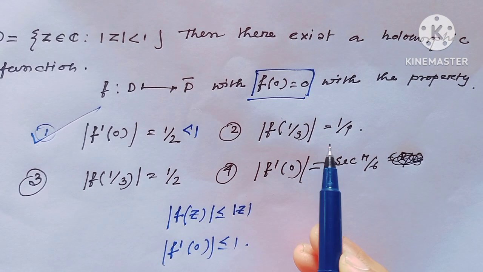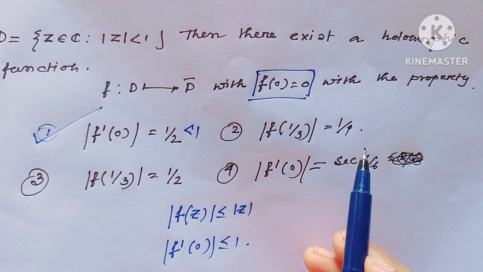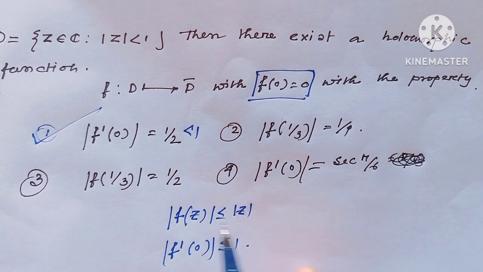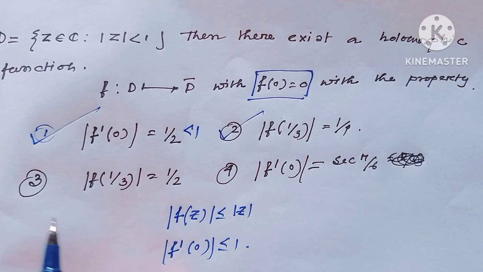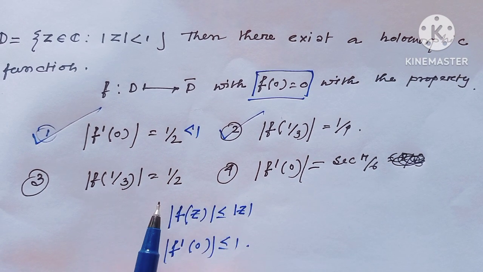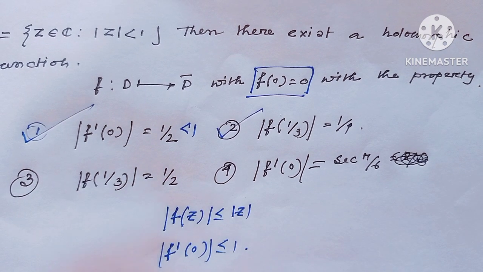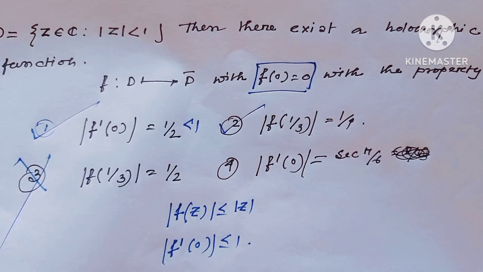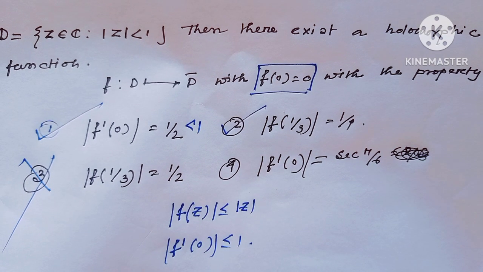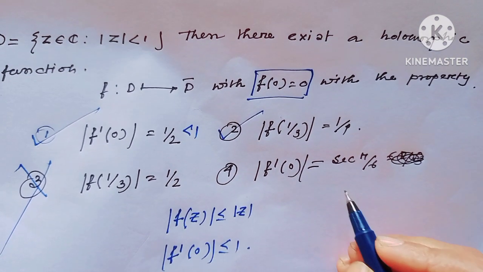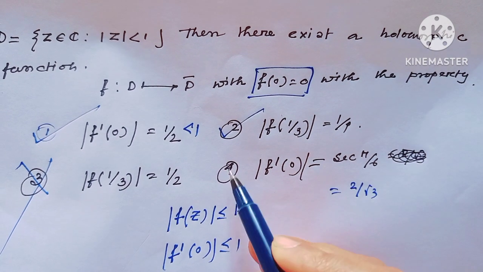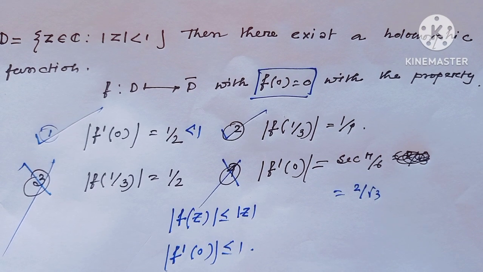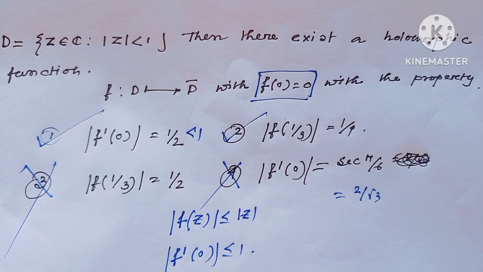Second, given f(1/3) equals 1/4. Obviously this is a right option because modulus of f(z) is less than or equal to modulus of z. But third option, modulus of f(1/3) equals half, this cannot be true. And option 4, f prime 0 equals sec pi over 6, which means 2 over root 3, which is not less than 1. So option 4 is also a wrong option. That means option 1 and option 2 are the right options. I hope all my viewers have understood this.